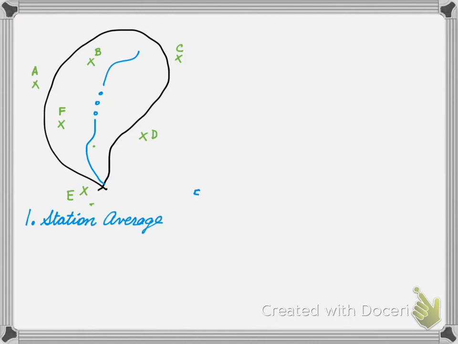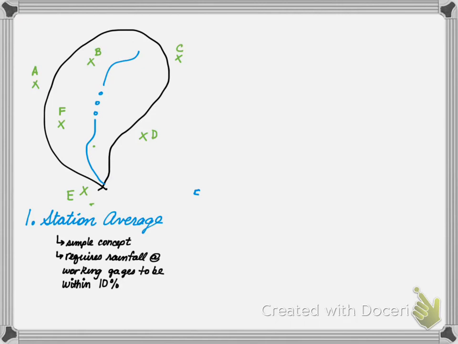The first method, the station average method, is by far the simplest in concept. It requires that the rainfall at the working gauges for a specific storm be within 10% of each other, meaning only a 10% variability in total rainfall. The equation states that the watershed rainfall is equal to the average for all the gauges. The following equation helps visualize how to calculate the rainfall for the schematic shown.